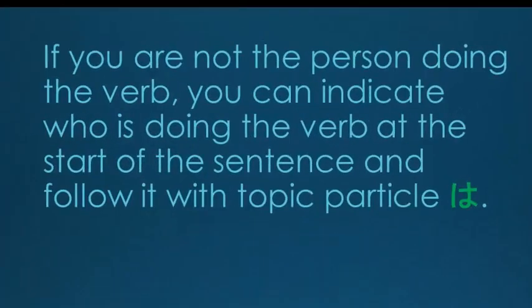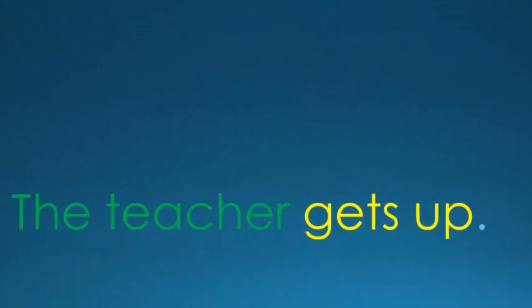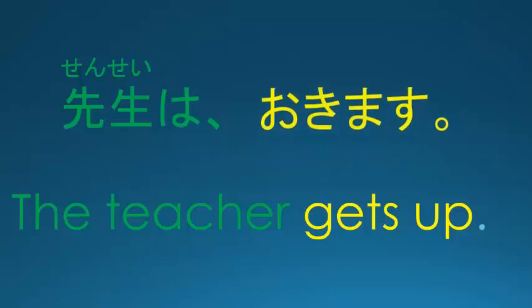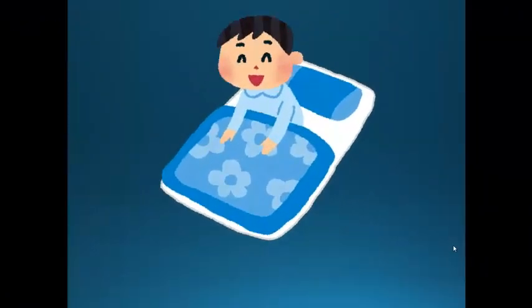If you are not the person doing the verb, then you can indicate who is doing the verb at the start of the sentence, just like we did with our verbs with objects, and you must of course follow it with our topic particle wa. That tells us who's doing the verb. Okay, let's have a look at the teacher gets up. The person doing the action goes first and the verb last. So we start with sensei. There's our particle wa, sensei wa. Okimasu, to get up. Sensei wa okimasu. The teacher gets up. Let's practice our verbs.